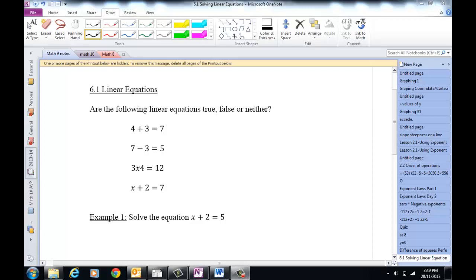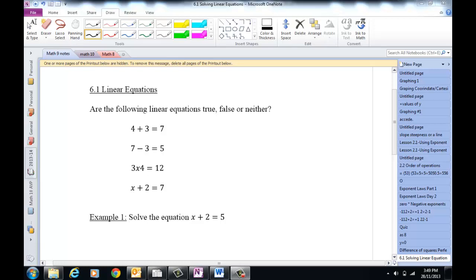So today we're going to start our solving equations unit, and we're going to actually just look at solving linear equations. It's something that most of you will have seen in grade 8, but it's a little bit of a review today. The lessons after this, though, of course, will get challenging. So I just want to go through a few little examples to start off with. And the question is, are the following linear equations true, false, or neither?